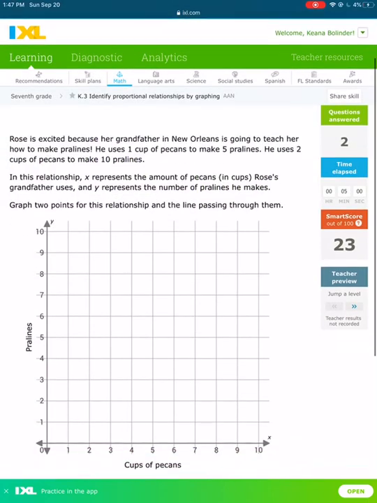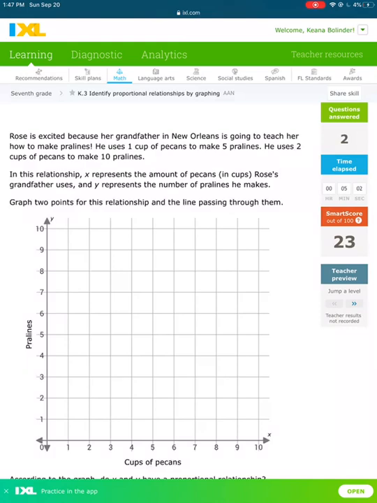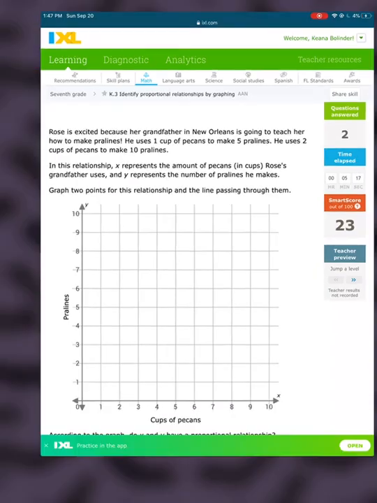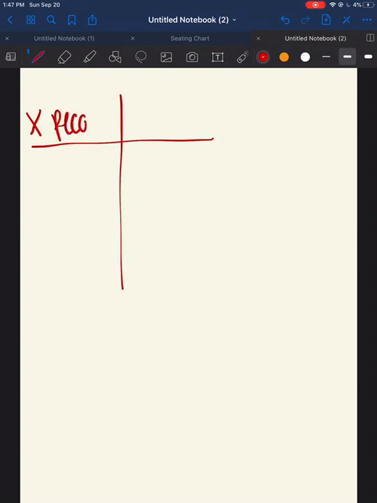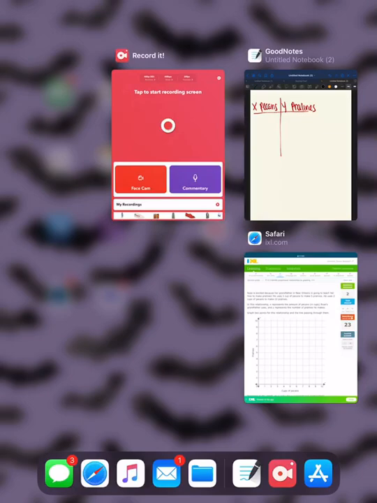I'll do one more. All right, so 1 cup of pecans to make 5 pralines. No idea what that is. 2 cups of pecans to make 10 pralines. So we have to do X for pecans and Y for pralines. Okay, so we got our graph here. We got X is pecans and Y is pralines, whatever that is. Okay, now I need to find my X's and Y's.